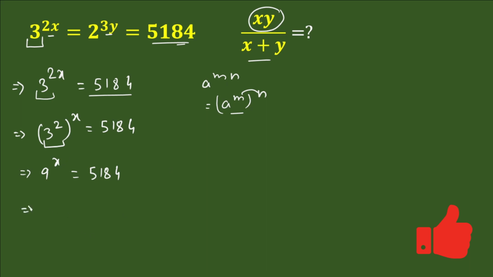Now look here. We'll raise to the power y. So we have 9^x and we'll raise it to the power y. In the right hand side also we have 5184 and we'll raise it to the power y. Now again according to the law of indices we can multiply these powers. So we can write it as 9^(xy), and that will be equal to 5184^y, right? And we'll take this as equation 1.